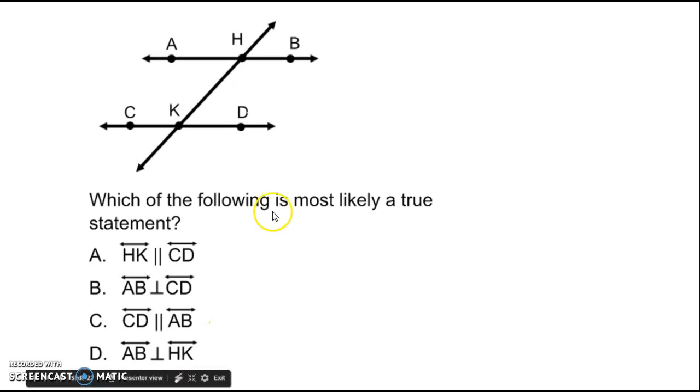Since the two lines in answer choice B do not intersect, answer choice B cannot be the correct answer. The two lines in answer choice D intersect but do not intersect at right angles. Therefore, answer choice D is not the correct answer.